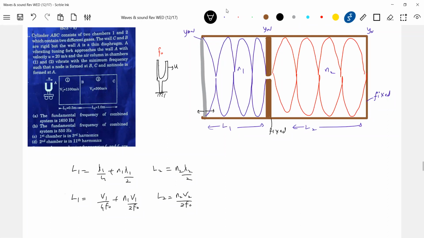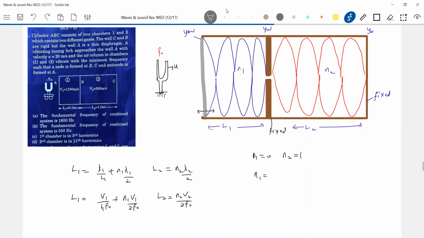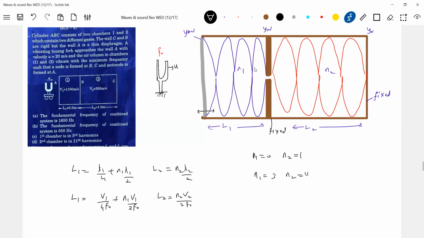We'll substitute n1 equal to 0, n2 equal to 1 and we'll find the fundamental frequency. Is n1 equal to 0 possible? What about n2? N2 equal to 1. We'll substitute those values to get the fundamental frequency. Then n1 equal to the next value. Both will change independently. Next set of values: n1, 3 and 11. Okay. No, I think we'll go for higher things. Okay, now next.